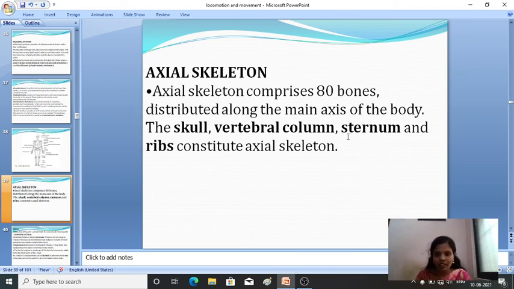Again, these 80 bones are distributed along the main axis of the body, like the skull, vertebral column, sternum and ribs. These are the axial skeleton. Generally they constitute the axial skeleton. So one by one we'll see in detail.